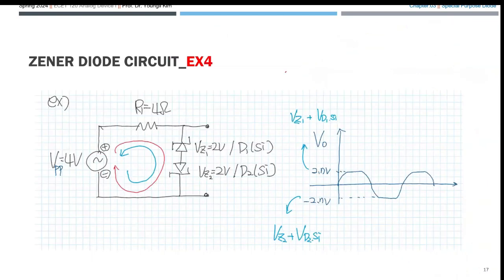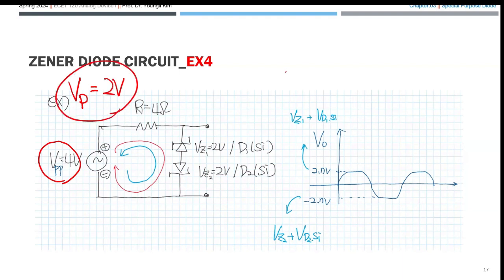Good. All right. Now that was for the last question. This is the 2 Zener diode circuit, right? Not only 1 Zener diode. A little bit looks tricky, but no, it's very easy. For example, they have maybe an AC source with a peak-to-peak voltage. That means the peak voltage is what? 2 volt. Thank you.